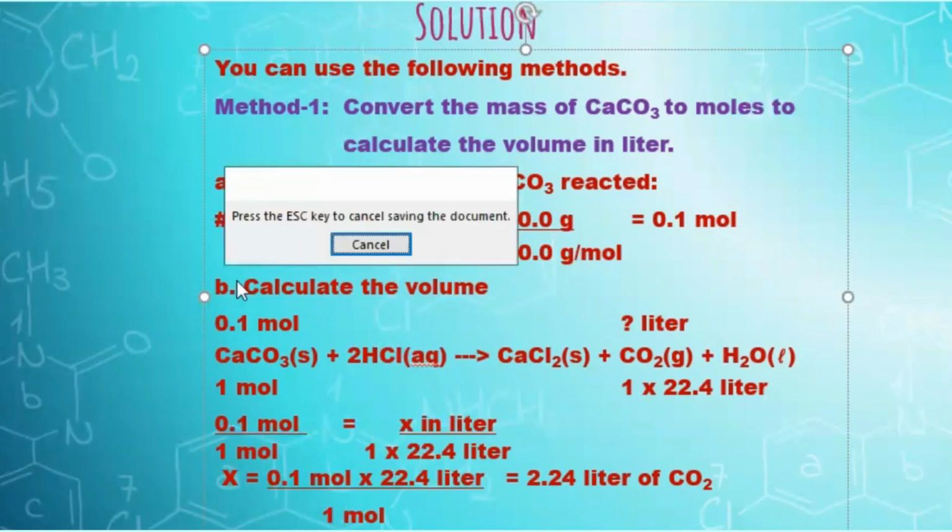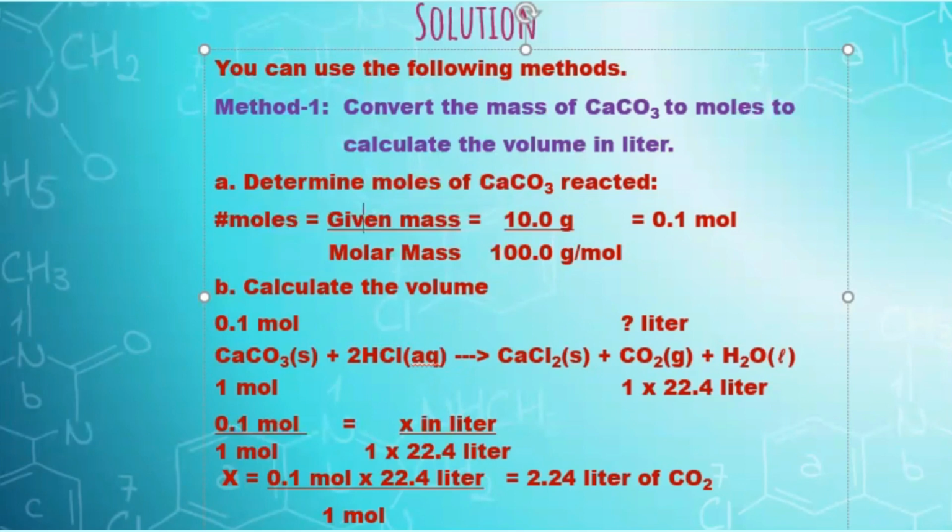Then calculate the volume. How can we calculate the volume? You have 0.1 mole, which is the given mole of calcium carbonate, and you are asked to find the volume in liters of carbon dioxide. Put X. Then, from the balanced chemical equation, you have to find the mole of calcium carbonate and the volume of carbon dioxide, because mole ratio means mole over mole, volume ratio means volume over volume. Therefore, the coefficient of calcium carbonate is 1 mole, and the coefficient of carbon dioxide is 1 mole, which is multiplied by 22.4 liters.